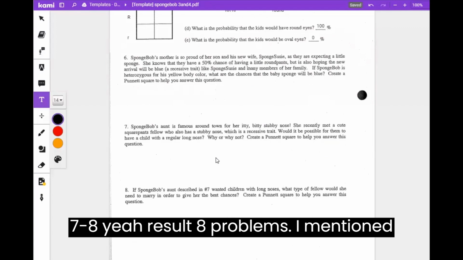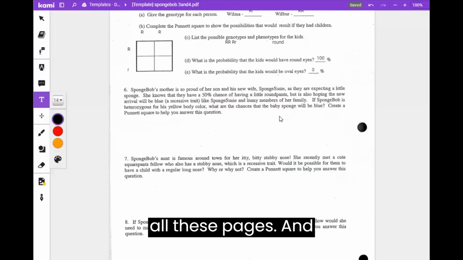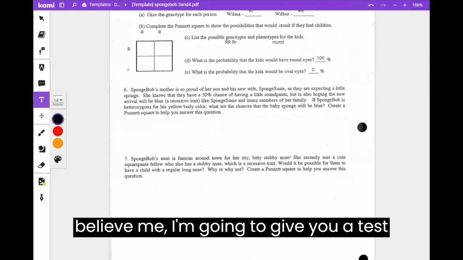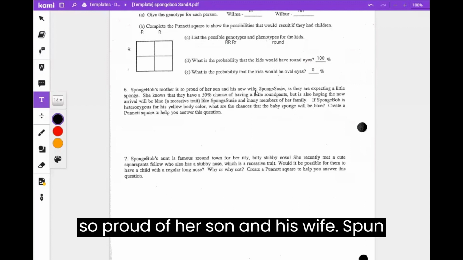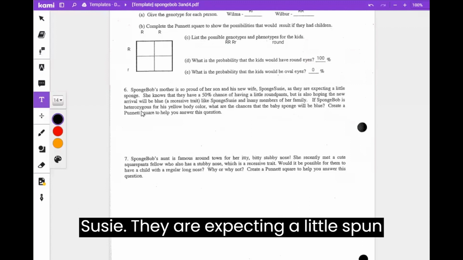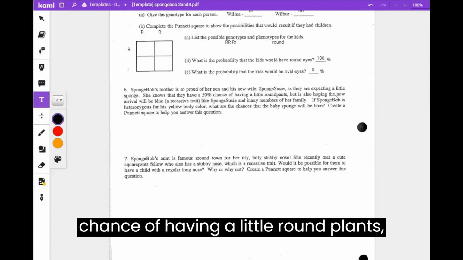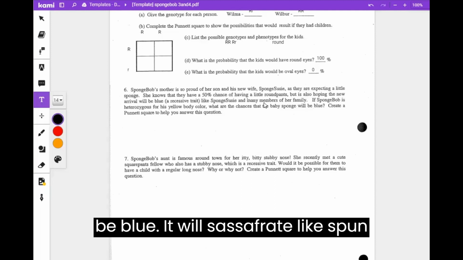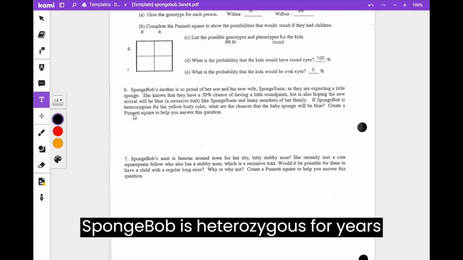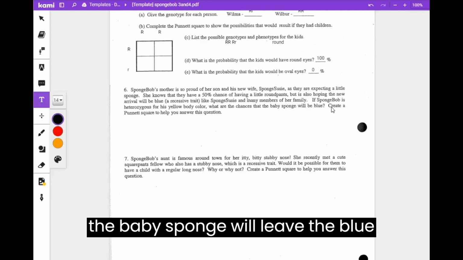Okay. 7, 8. Yeah, there's only 8 problems on each one of these pages. And believe me, I'm going to give you a test, and it's going to look very similar to this. Like, SpongeBob's mother is so proud of her son and his new wife, Sponge Susie. They are expecting a little sponge. Yay! She knows that they have a 50% chance of having a little round pants, but is also hoping the new arrival will be blue, a recessive trait like Sponge Susie and many of her family. If SpongeBob is heterozygous for his yellow body, what are the chances that the baby sponge will be blue?